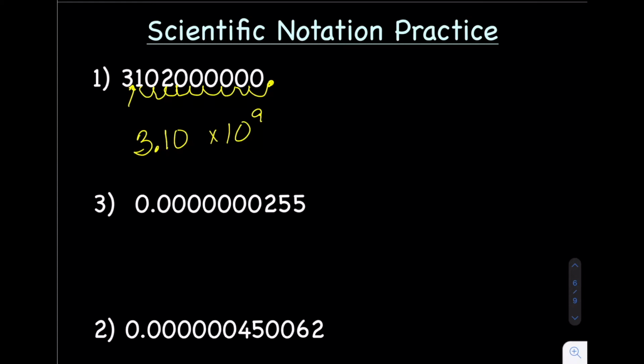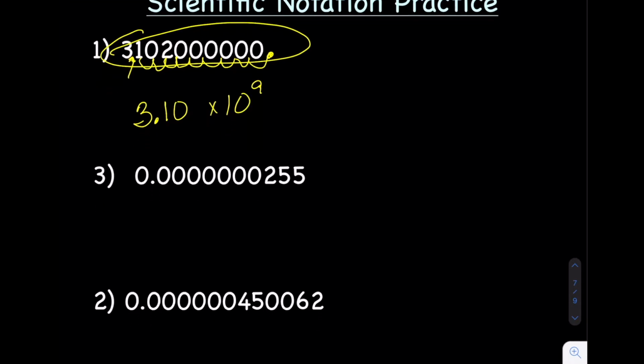And the original number is bigger than 1, which means it's a big number, so our exponent is positive. All right, let's try the next one.